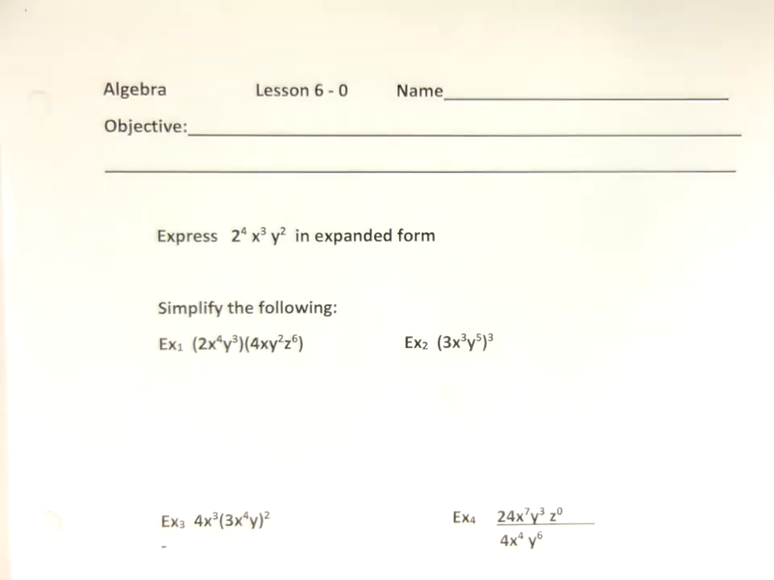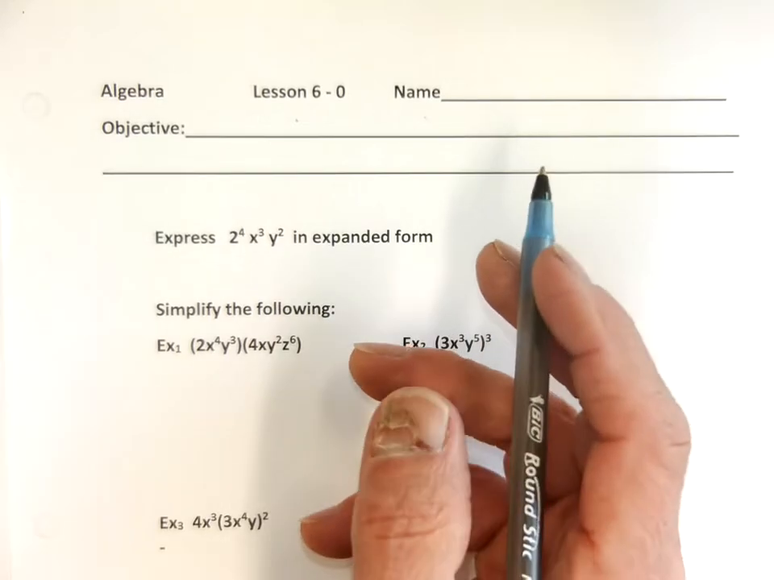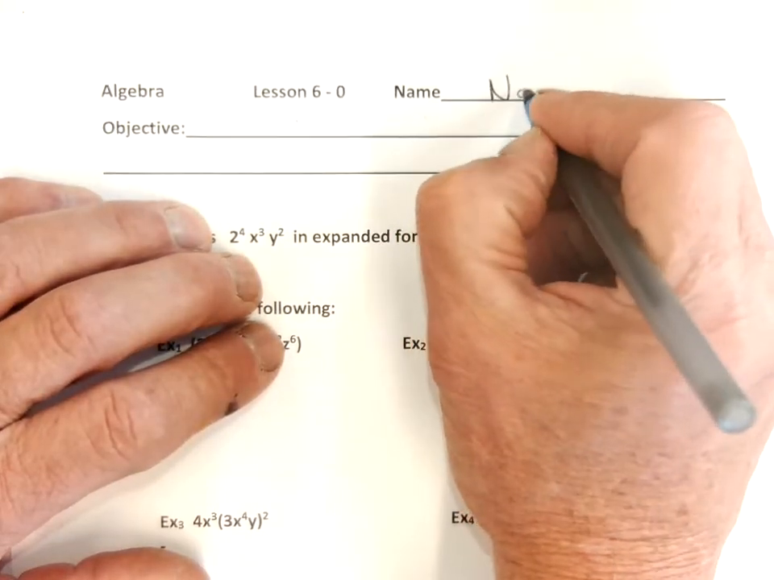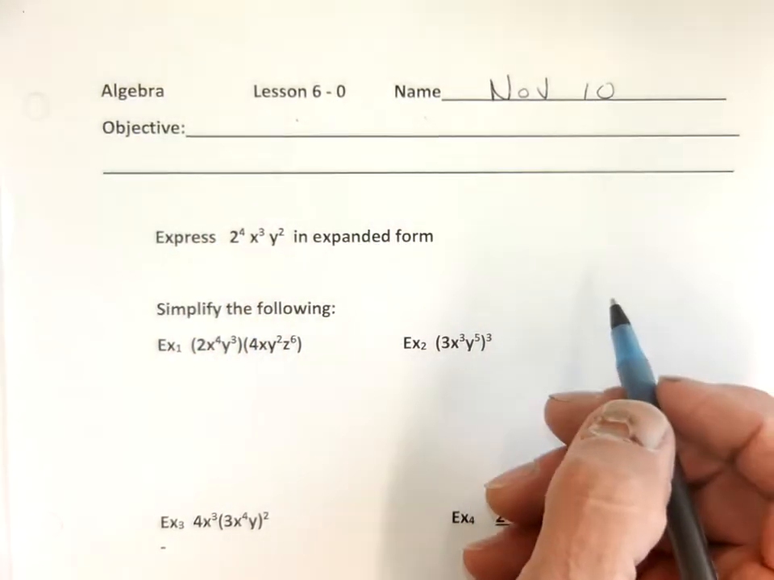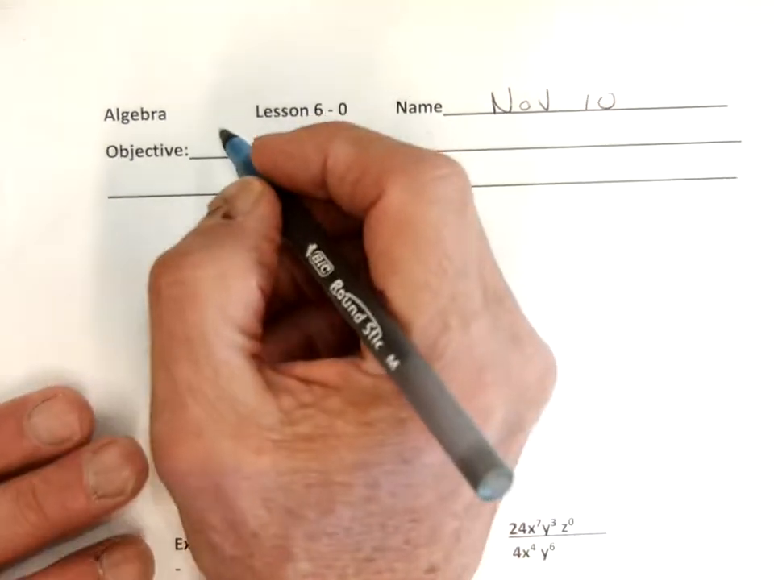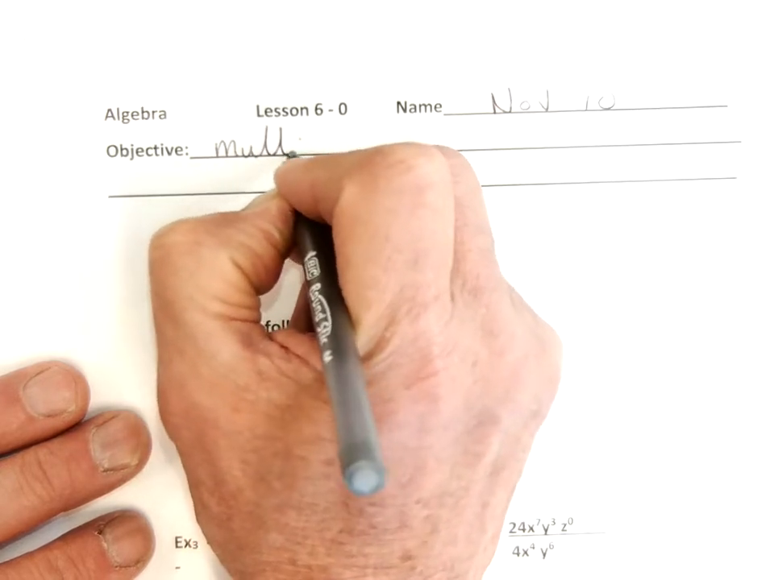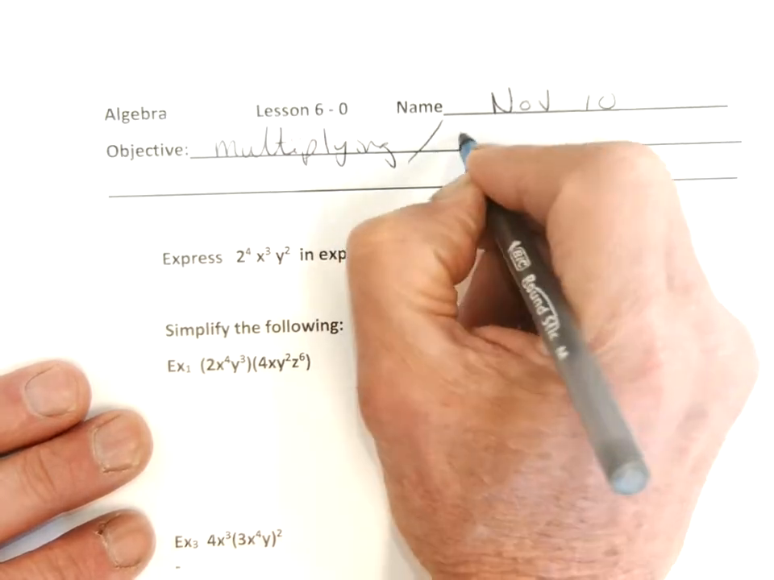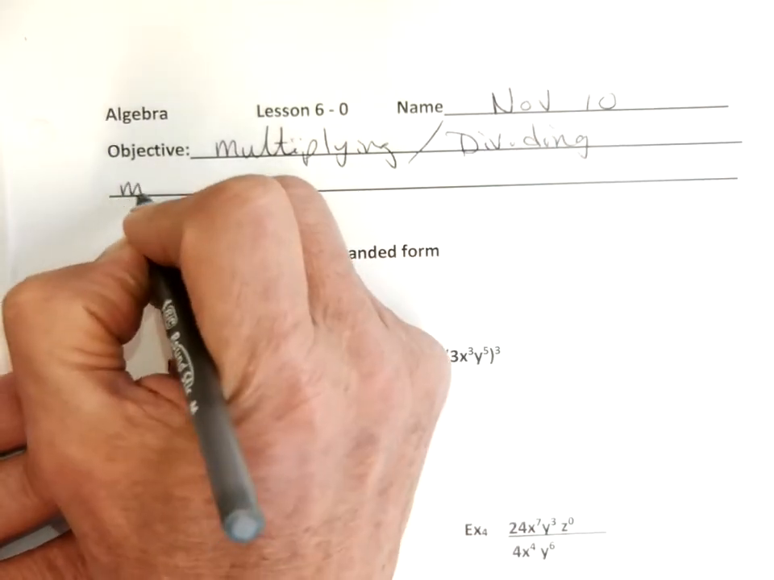So today it's solid 6.0, not 6.1, because we're really doing a little bit of review, 8th grade math. So November 10th, 2021. So our objective is really going to be multiplying and dividing what we call monomials.